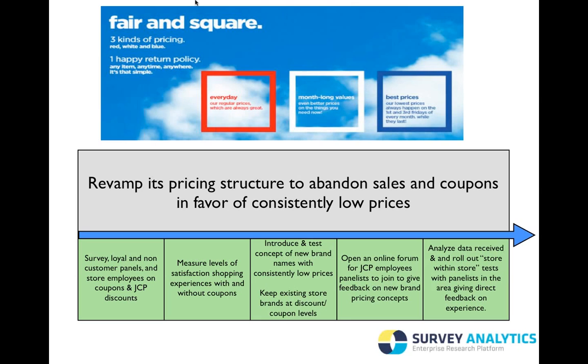The fourth strategy for this to test the pricing strategy is to open an online forum for JCPenney employee panelists to join and give feedback on new brand pricing concepts. One of the major things that came out recently was the fact that a lot of store employees were not happy with the way the pricing structure was changed so aggressively, and then they had to change it back. So it caused a lot of store employees to have to go in and retag everything multiple times.